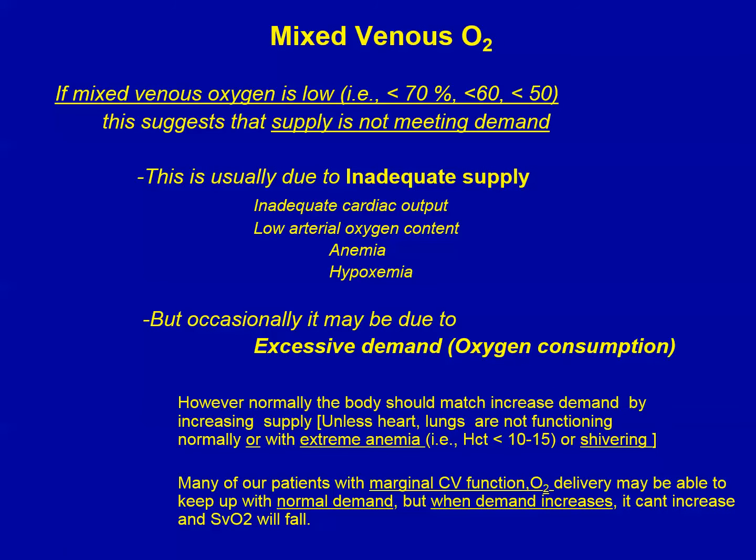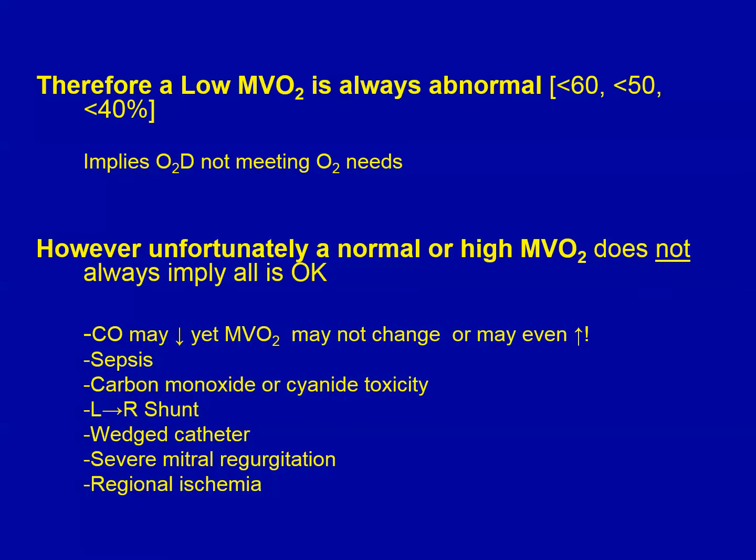Therefore, if mixed venous oxygen is low, it suggests that supply is not meeting demand. This is usually due to inadequate supply, but occasionally can be due to excessive demand. Therefore, a low mixed venous oxygen is always abnormal and demands your attention. Unfortunately, a normal or high mixed venous oxygen does not always imply that all is okay for the reasons that are summarized on this slide.